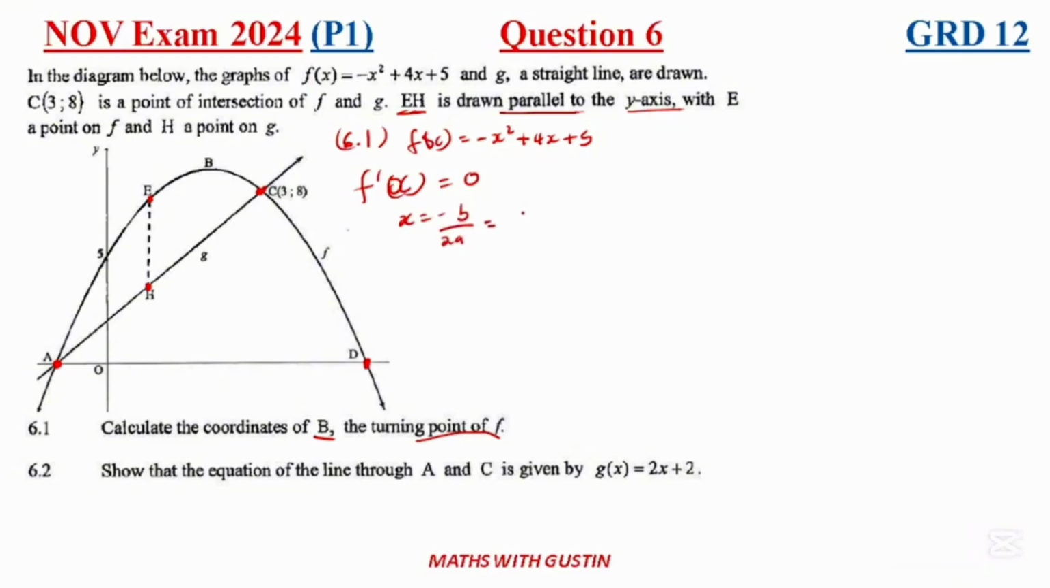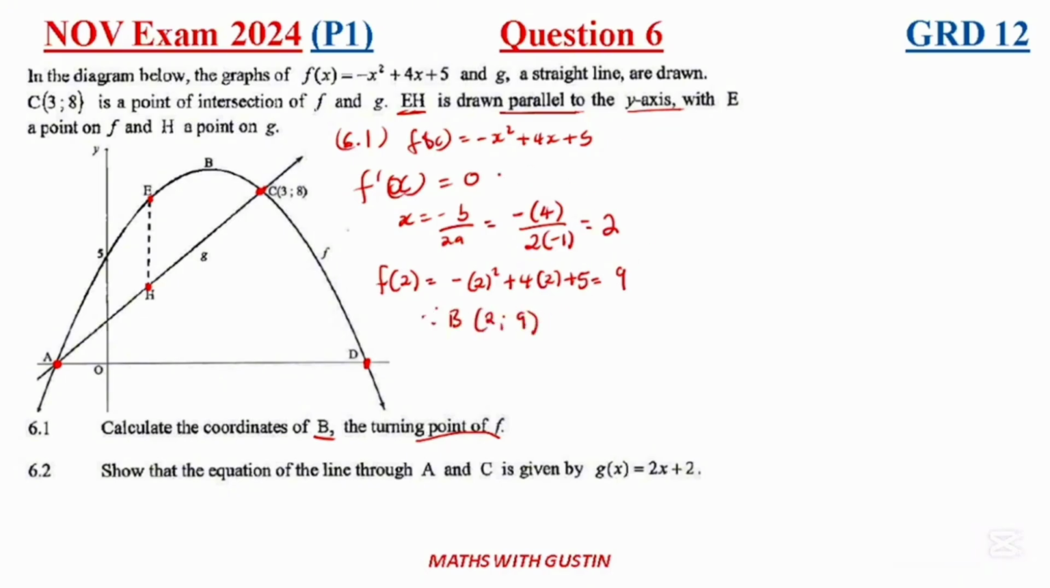So in this case, b is what? It's 4, so it's going to be minus 4 over 2a. a is minus 1, therefore this gives us what? This will give us positive 2. Therefore you go back into your function, then substitute 2 into that to find the y coordinate of the turning point. Negative 2 squared plus 4 times 2 plus 5. And therefore this together will give us 9. Therefore the coordinates of B will be equal to (2; 9).